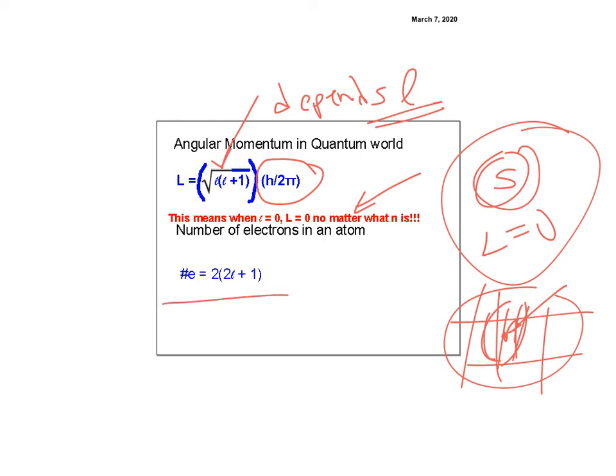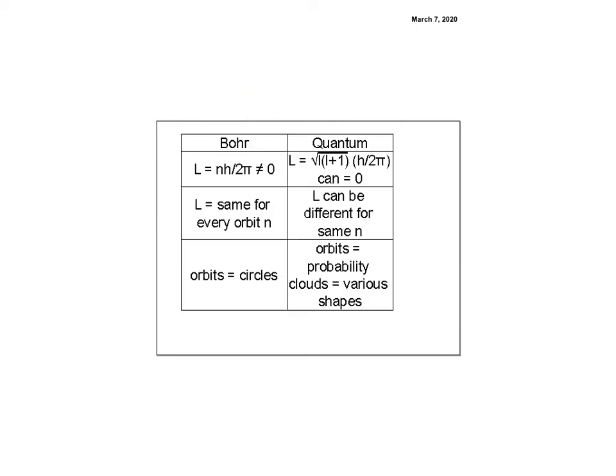If you're trying to figure out the number of electrons, you can fit 2 in every one of those spaces, plus the 2 you can fit in the 0th one because it was 0. So that's where you get 2 times 2L plus 1. Of course, you have to know what the number for L is to be able to figure it out.